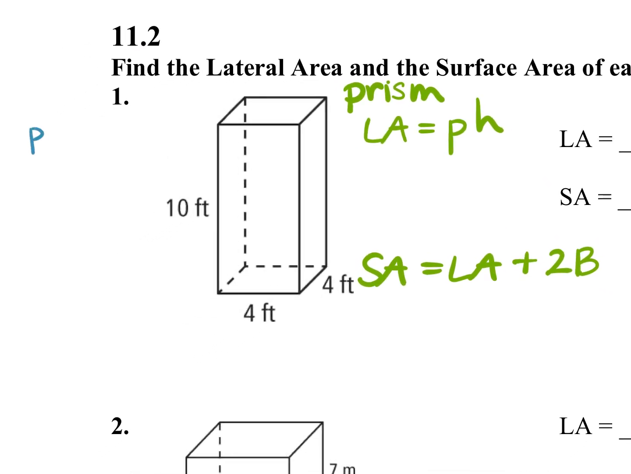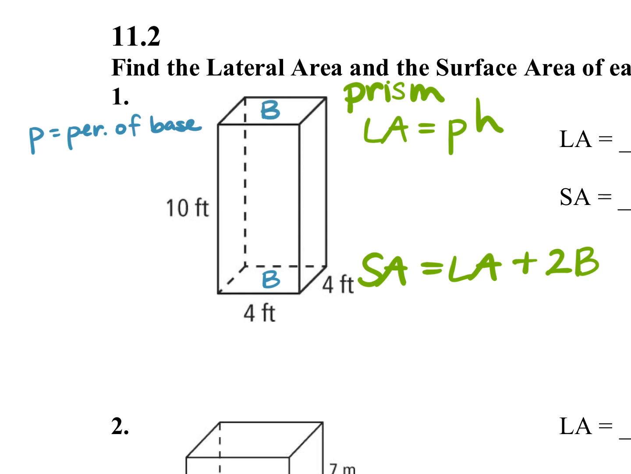P stands for the perimeter of what? The base. The base, okay? You are finding the perimeter of your base. So your job here is to choose a base. And in a rectangular prism, it can be any of your sides. Most people, I feel like, pick which ones? Top and bottom, okay? So I'm going to pick top and bottom, but you don't have to. I'm going to call these my bases.